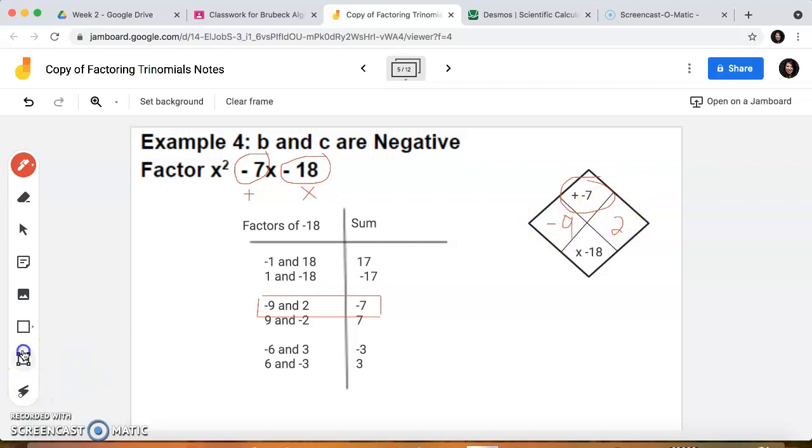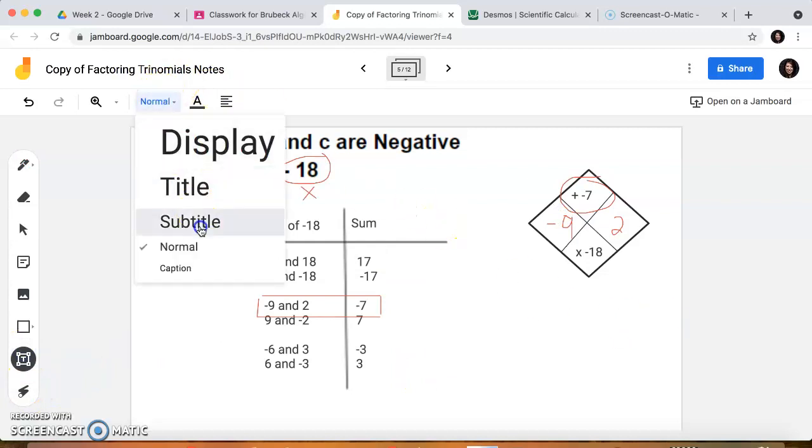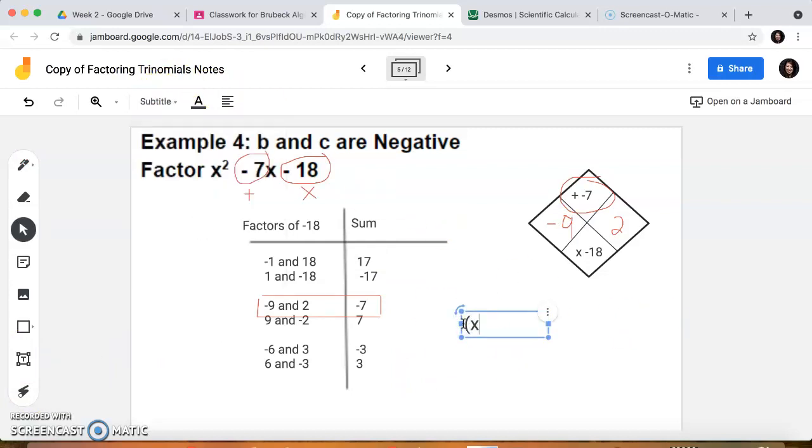So our answer, you can always, if you want to, type it out. Our answer is going to be x minus 9 because the 9 is negative, and then x plus 2 because the 2 is positive. And that's our answer.